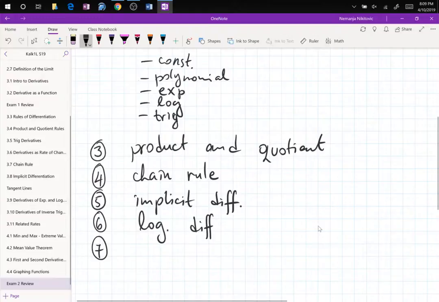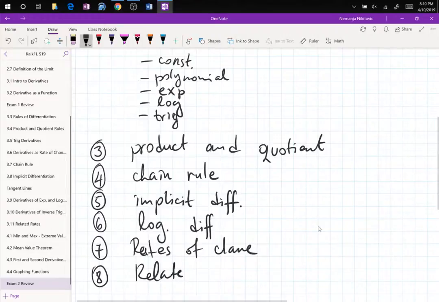Number 7, rates of change. Number 8, related rates. These two together are word problems.